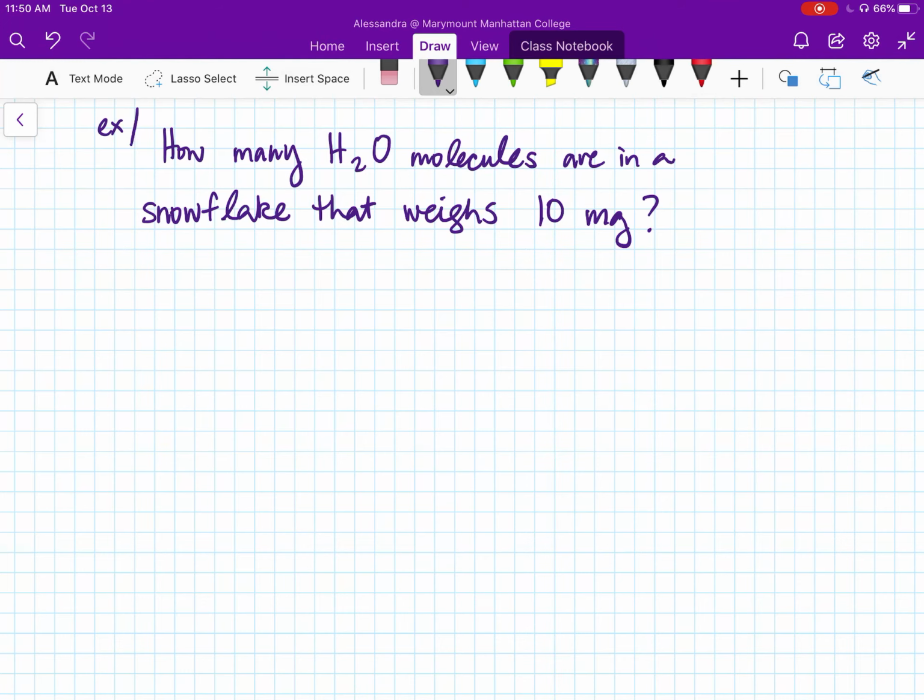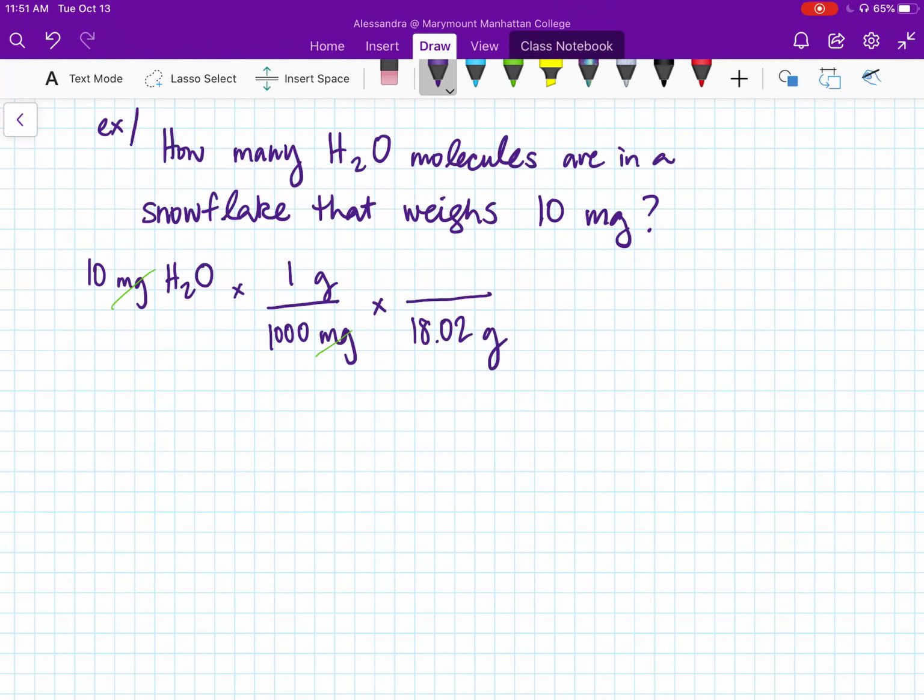So this is going to be a unit conversion, and we're going to approach this problem through the unit factor method. We have 10 milligrams in our snowflake, so that's 10 milligrams of water. Now, we need to convert milligrams to grams because the molecular weights that we get from the periodic table are going to be essentially in grams per mole. So I have 1 gram for every 1,000 milligrams. So that takes care of converting milligrams to grams. Then I need to take the molecular weight of water. So the molecular weight of water is going to be 18.02 grams per mole.